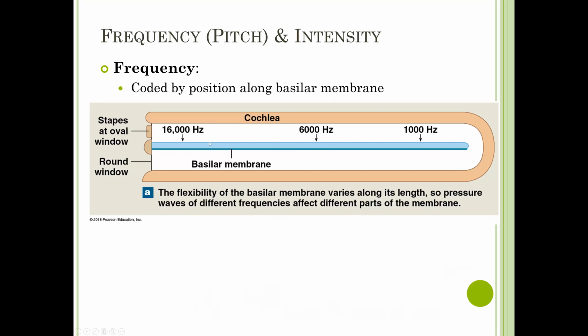So the specific point on the basilar membrane that responds to a specific frequency is how our brain knows the difference. So a signal coming from this side will be interpreted as a high frequency sound, and a signal coming from the end of the cochlea would be interpreted as a low frequency sound.